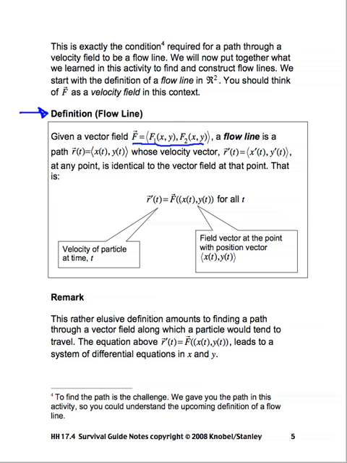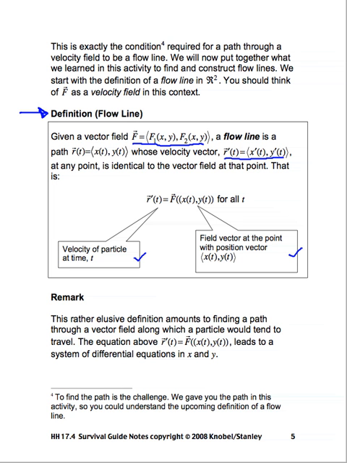A flow line then is a path r of t equals x of t, y of t. That's what r is always equal to. Whose velocity vector, remember, that's given by r prime. So if you look at the velocity vector along the path at any point t, when t is equal to any value, you get a point along the path. You compute the velocity vector given by r prime. Compare that with the vector field at that same point. So you've got the velocity vector on the left, the vector in the field on the right. If these are the same for all values of t, then that path qualifies as a flow line for the vector field.